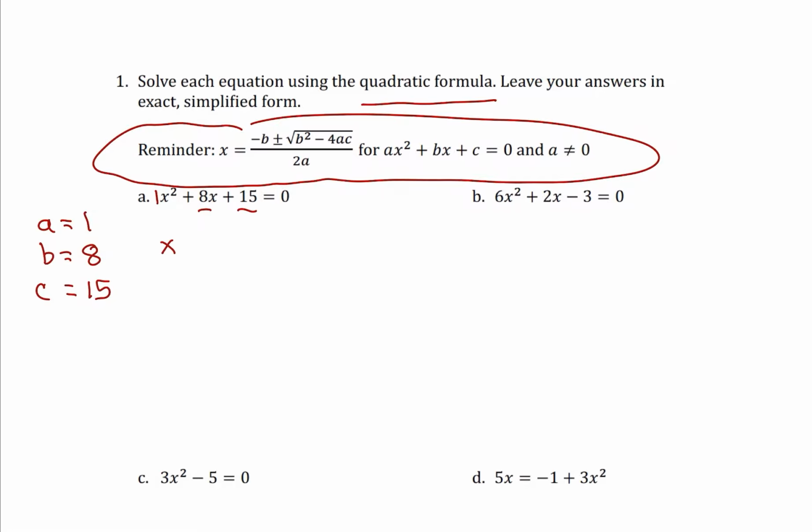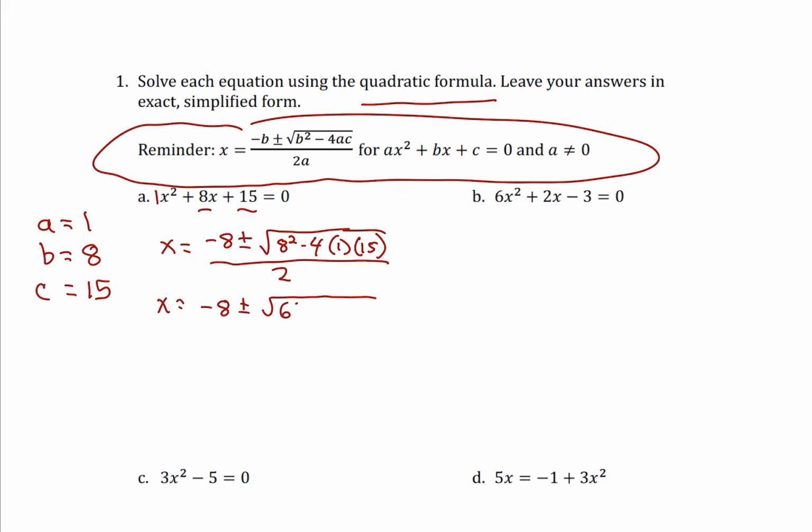So now we can take all those values and substitute them into our formula. And so x is equal to -8 plus or minus the square root of b squared, which is going to be 8 squared minus 4 times 1 times 15. And all of that is over 2 times a, which in this case is just 2. All right, so now let's simplify. So we have x equals -8 plus or minus the square root of, and this is going to become 64, and it's going to be minus 60 all over 2.